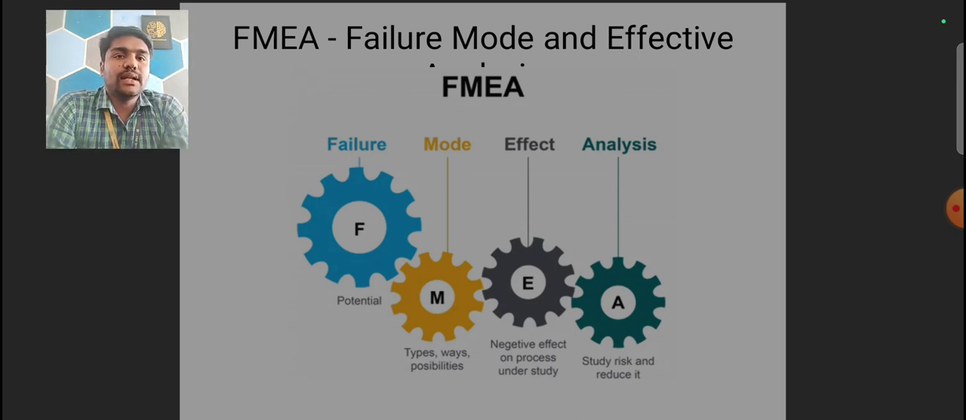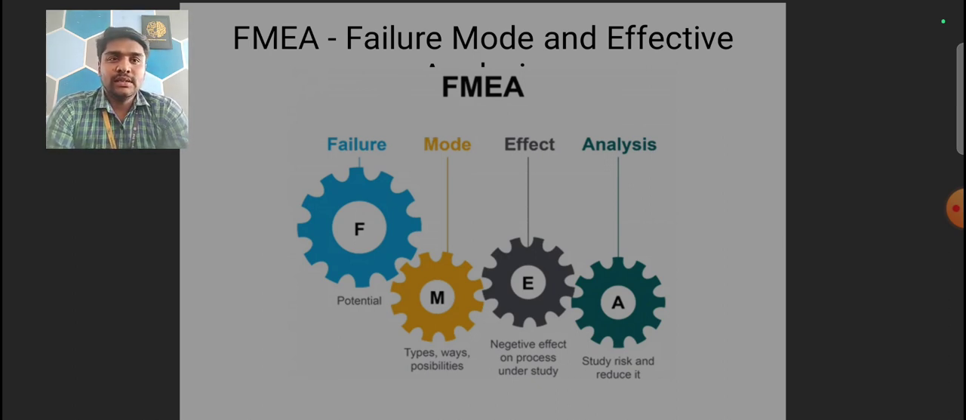In failure mode and effects analysis, the first thing is to find what the potential failure is. Then the mode: in which way, in which type, and with which possibilities the failure is going to occur. The third one is the effect: because of the failure, what effects happen in the product and in the functional part of the component? The last one is analysis. In the analysis part, we find which risk factor needs to be removed from the process of product manufacturing.